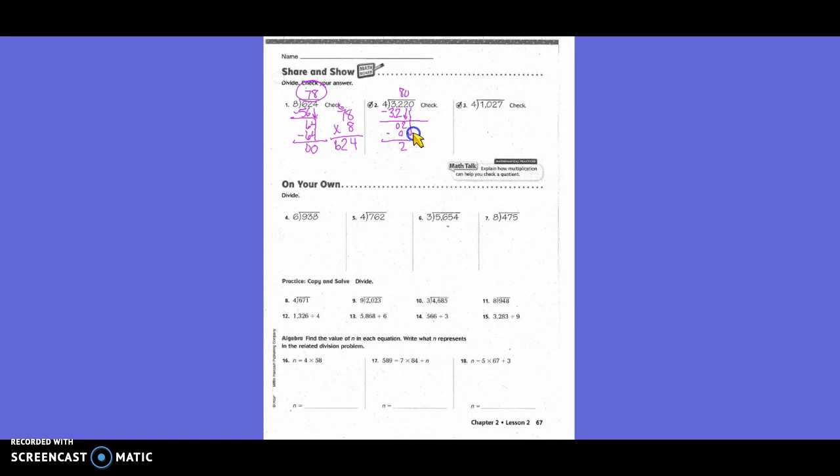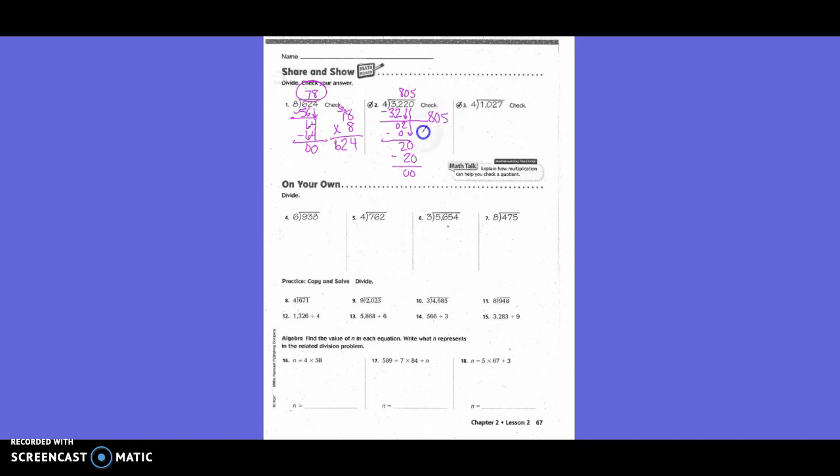Bring down my 0. 4 into 20 is 5. 5 times 4 is 20. 20 minus 20 is 0. Do I have anything to bring down? No. So now I need to check it.